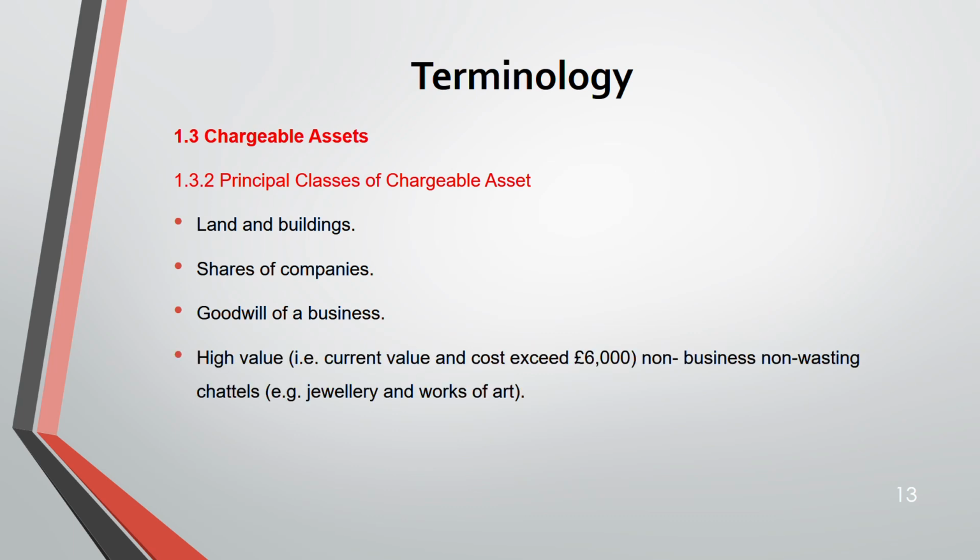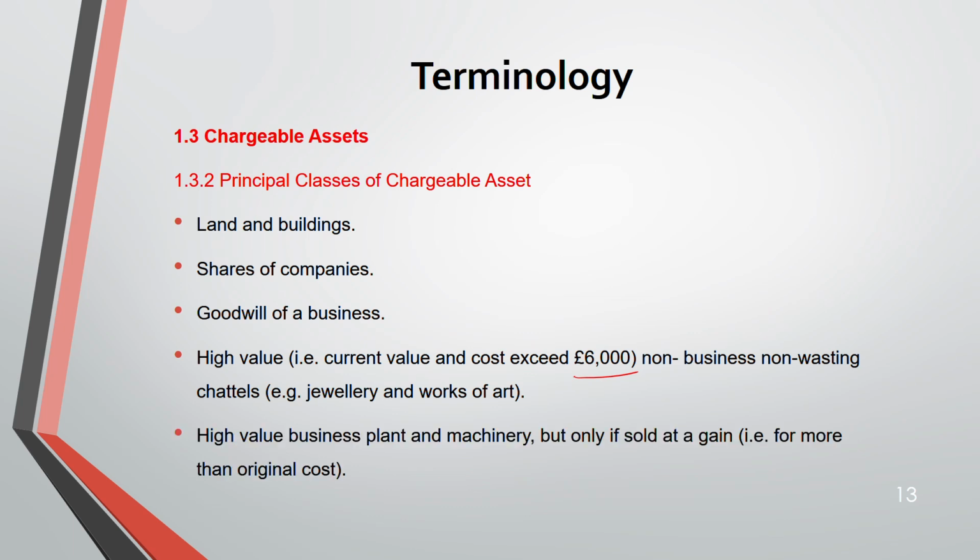And high value, non-business, non-vesting chattels like jewelry and works of art. In this case, both current value and cost are more than 6,000. See, they will give you cases where both are more than 6,000 or both cost and value are less than 6,000. They will not give you a situation where, let's say, the market value is more than 6,000 but the cost is less than 6,000. It was there before in the syllabus, but now it has been removed. Things have been made easier for you.